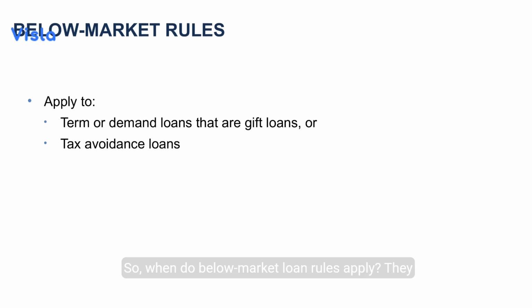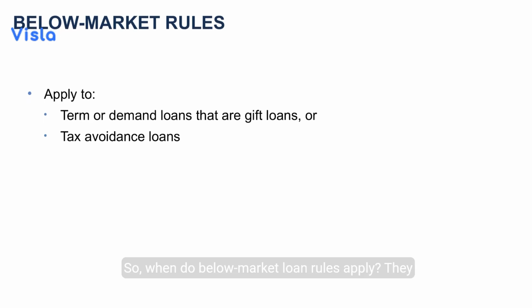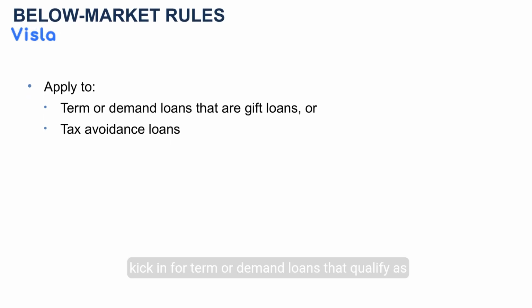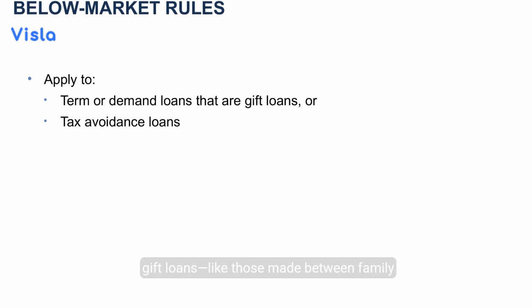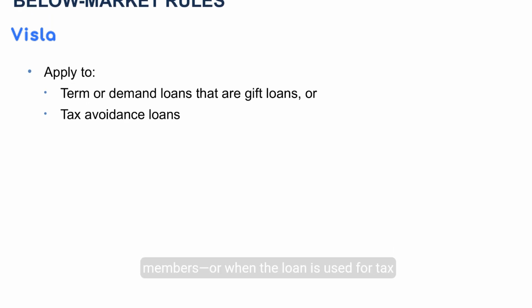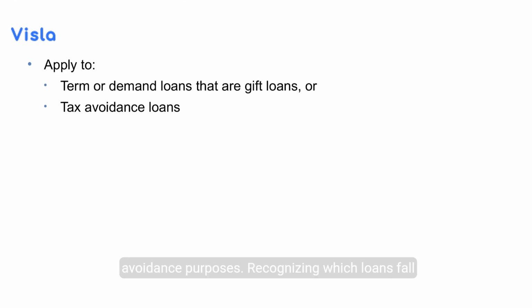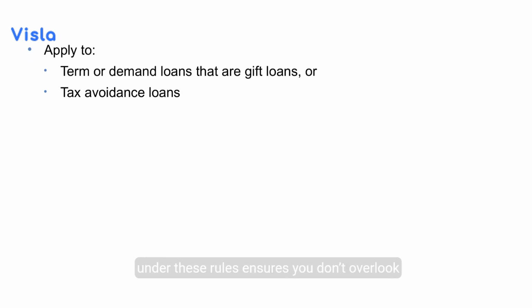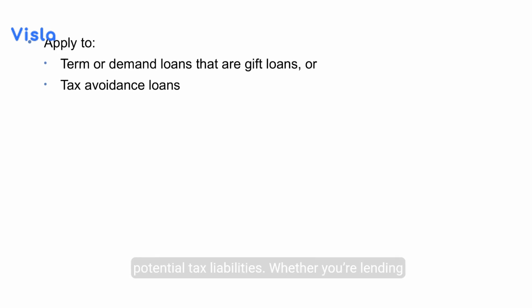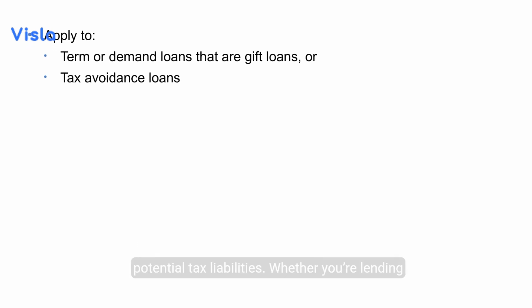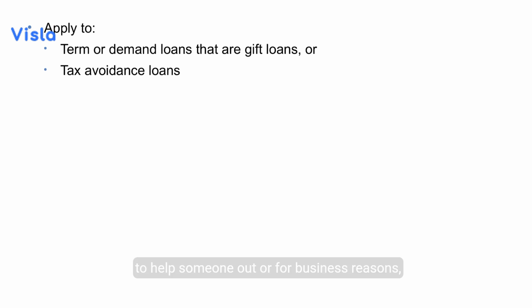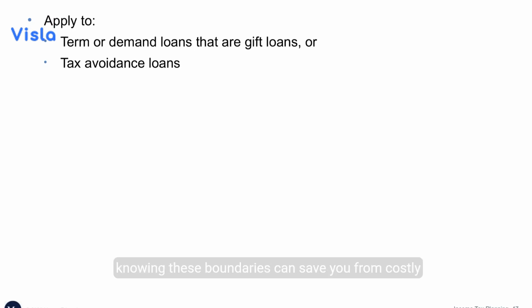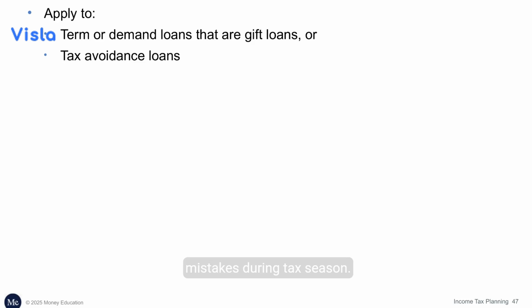So when do below-market loan rules apply? They kick in for term or demand loans that qualify as gift loans, like those made between family members, or when the loan is used for tax avoidance purposes. Recognizing which loans fall under these rules ensures you don't overlook potential tax liabilities. Whether you're lending to help someone out or for business reasons, knowing these boundaries can save you from costly mistakes during tax season.